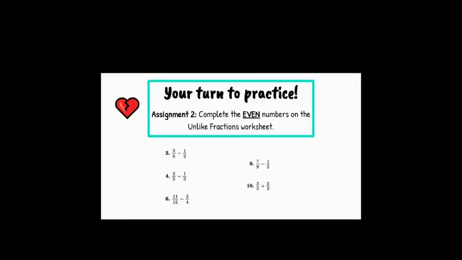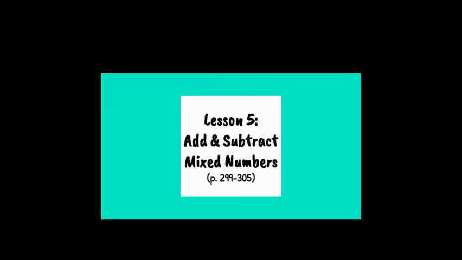So for your assignment this week, assignment number 2, you're going to complete the even numbers on the unlike fractions worksheet. The last thing we're going to be talking about this week is lesson 5, add and subtract mixed numbers. This can be found on pages 299 to 305.